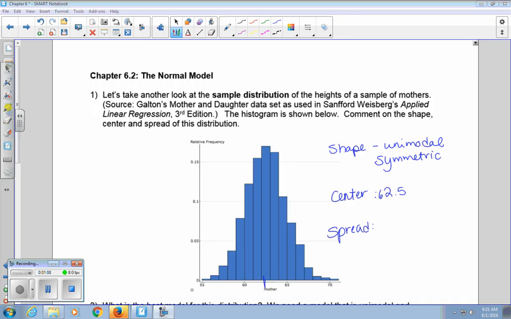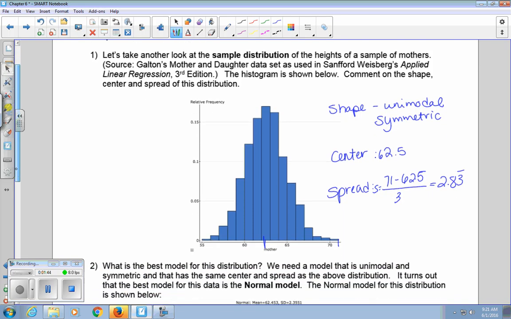estimate for the standard deviation. It looks like the data goes out to 71. So we could say 71 minus 62.5, all of the data is going to be within 3 standard deviations of our mean based on the empirical rule. So our standard deviation is probably around 2.83. That's just a rough estimate based on the empirical rule.